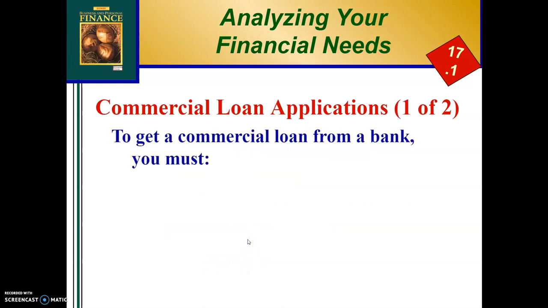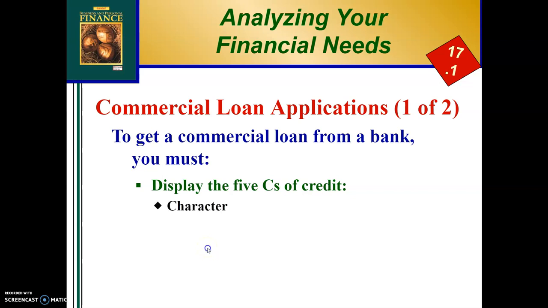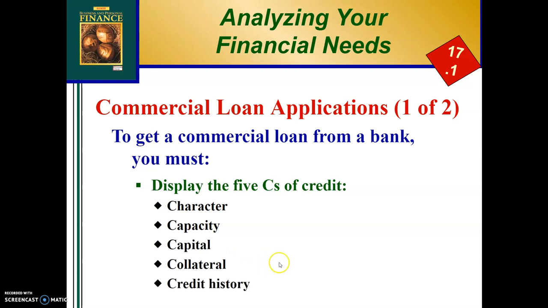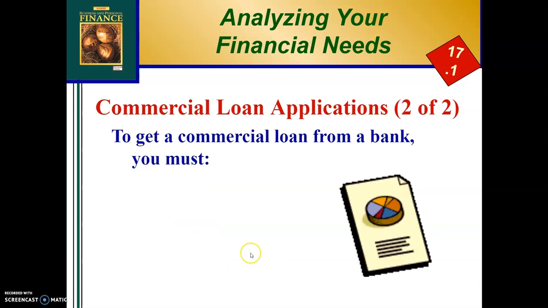There's also commercial loans. To get a commercial loan from a bank, you must display the 5 C's of credit, which is going to maintain that you are a risk that is worth taking for the bank or for the lender. These are character, capacity, capital, collateral, and credit history. If you are able to establish all of those, you are going to set yourself up for a potential commercial loan. Now, to get a commercial loan from a bank, you must provide a business plan, which means you have to show them what you are planning to do and planning to accomplish. A very detailed business plan is going to enhance your probability of getting a loan.